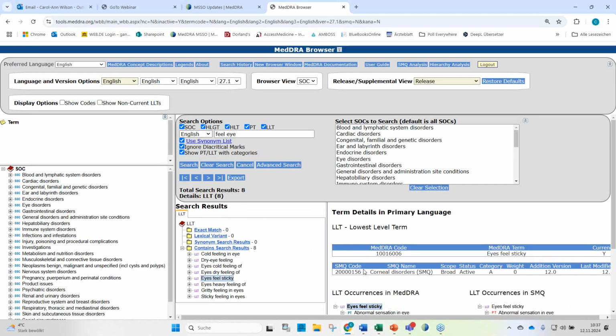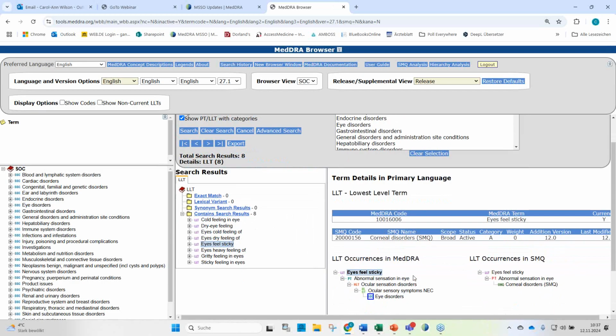Eyes feel sticky. Abnormal sensation in eye. So here we have an abnormal sensation term. And I've shown you the terms, the LLTs that are grouped under PT feeling abnormal already. So these are the terms that you can look for: abnormal sensation, discomfort, for instance, and also as an option, the PT feeling abnormal that you could select for similar verbatims.